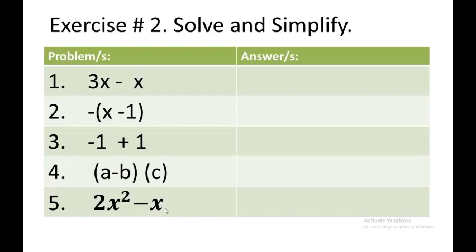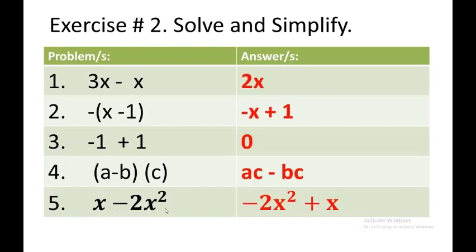Your time is up. Now let us check your answers. For number 1, 3x minus x is 2x. Number 2, negative of x minus 1. This is a distributive property. We will distribute: negative times x is negative x, and negative times negative 1 is positive 1. So our answer here is negative x plus 1. For number 3, negative 1 plus 1, of course, is equivalent to 0.